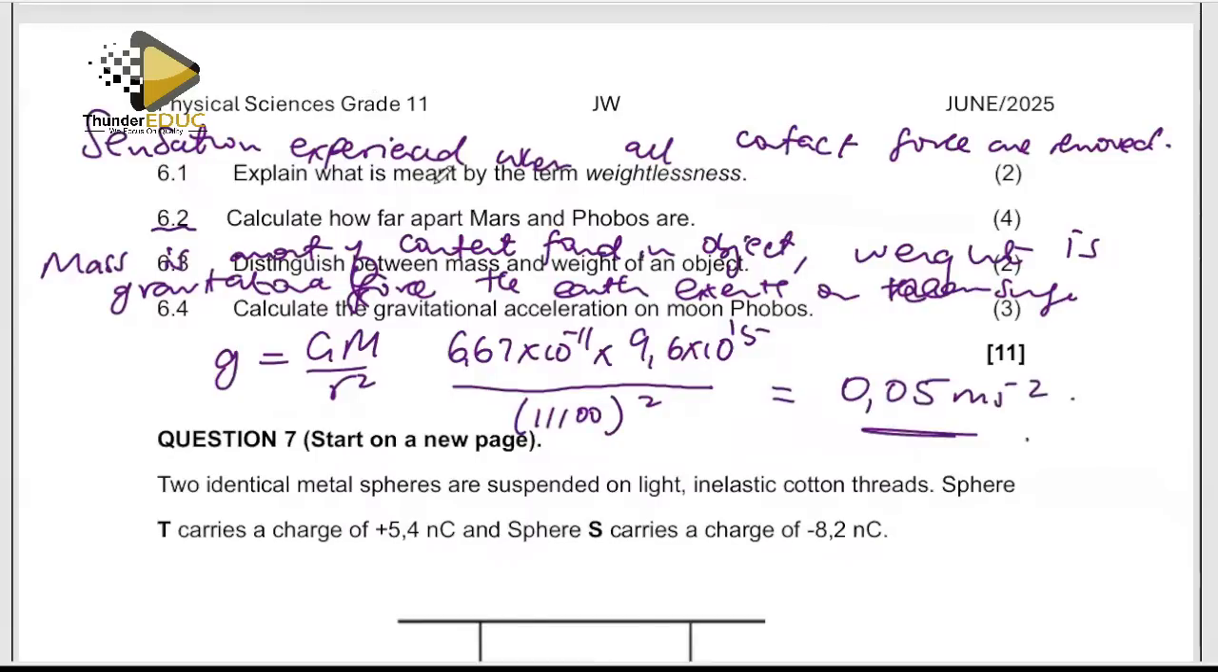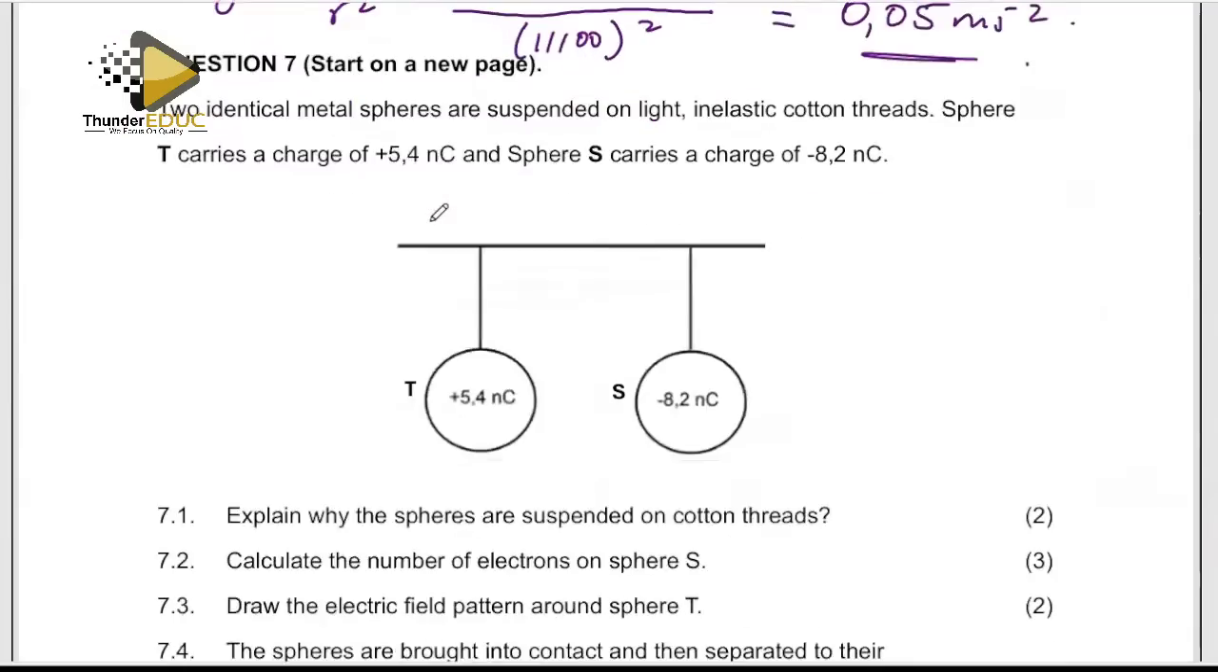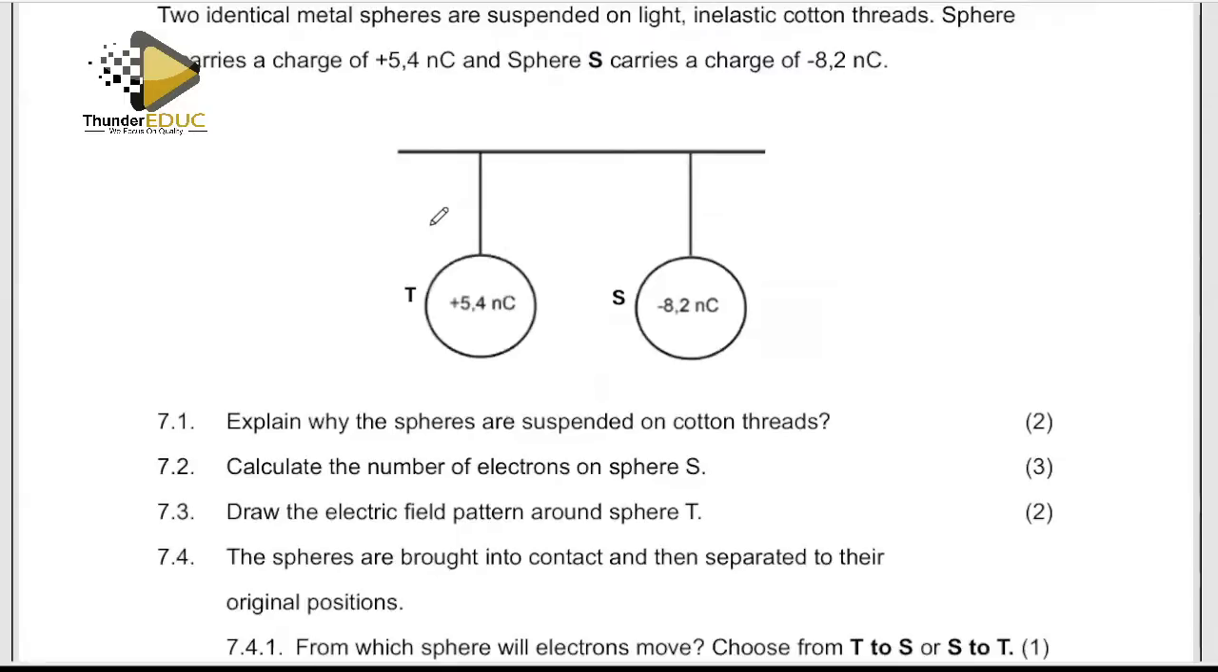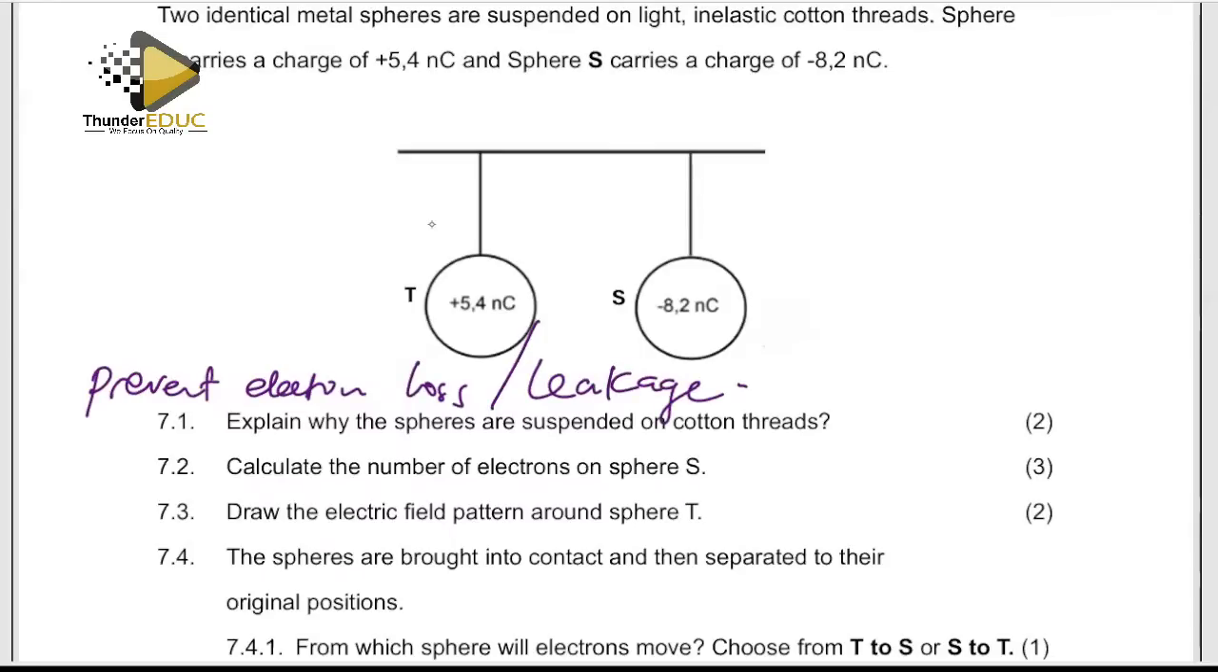So small. Question 7, two identical metal spheres are suspended on a light inelastic cotton thread. Sphere T carries 5.4 nanocoulombs. Sphere S carries negative 8.2. Explain why the spheres are suspended on the cotton threads. So the reason is just to prevent loss of electrons. So prevent electron loss, or some people will call it electron leakage or discharge.